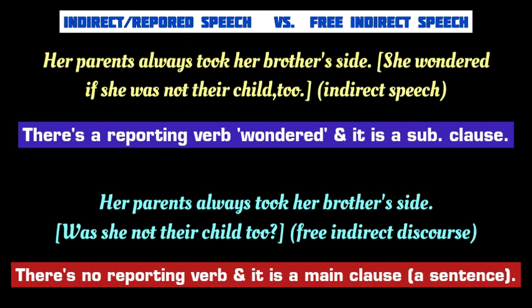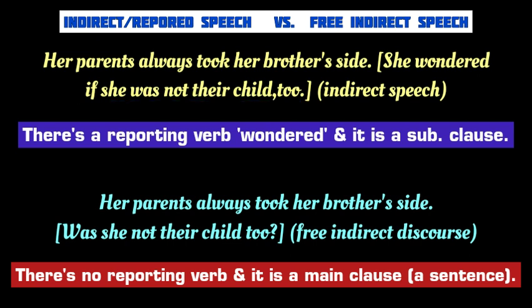Now let's compare the normal indirect speech and the free indirect speech. Her parents always took her brother's side. She wondered if she was not their child too. In this case, the second sentence, she wondered if she was not their child too, is an example of the normal indirect speech. Why? Because here we have the reporting clause, she wondered, and the subordinate clause, she was not their child too, after the conjunction if.